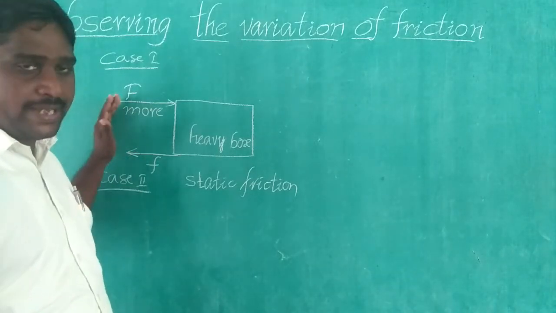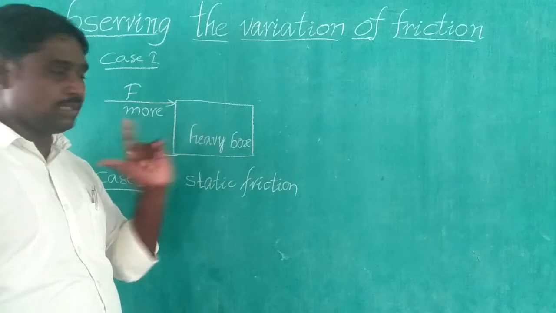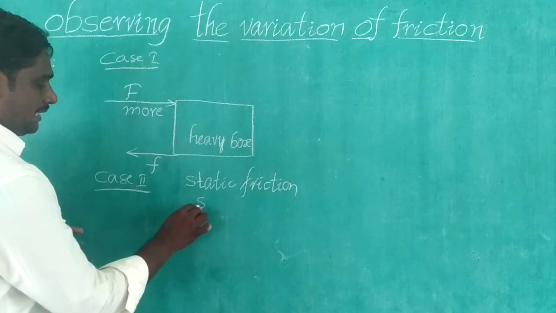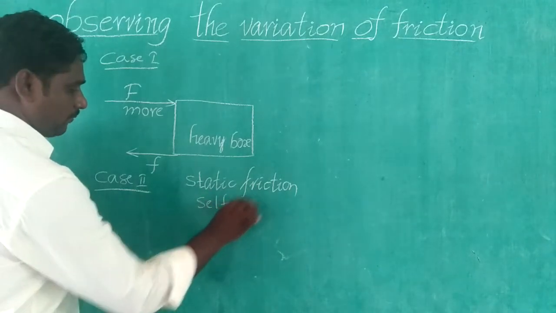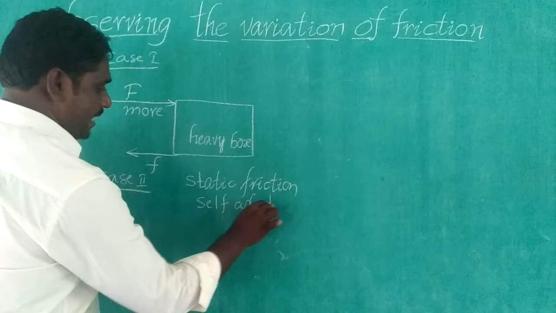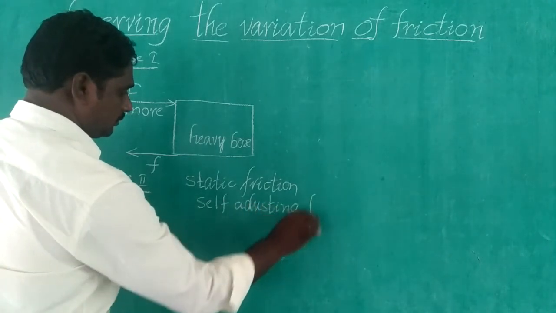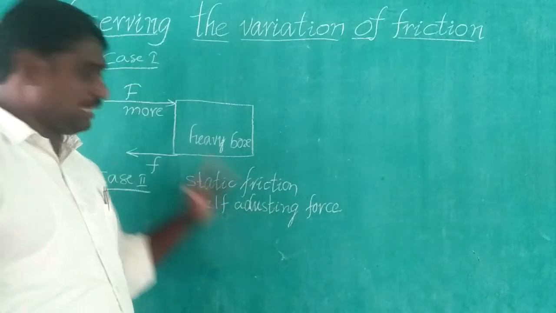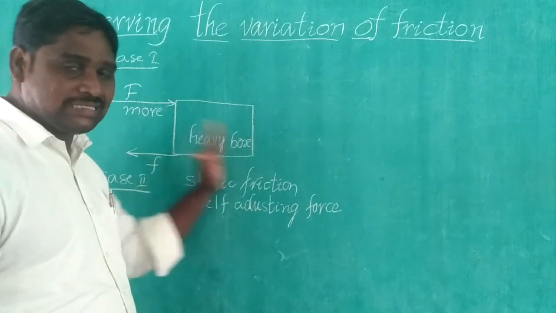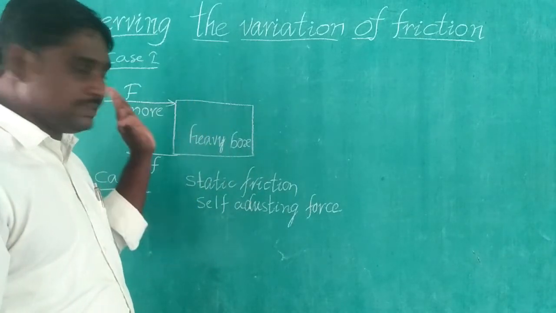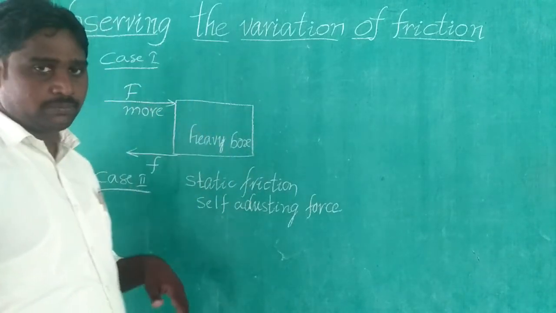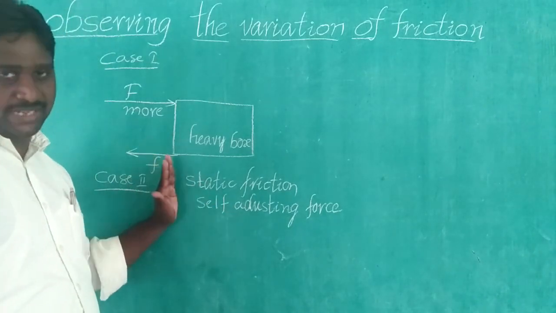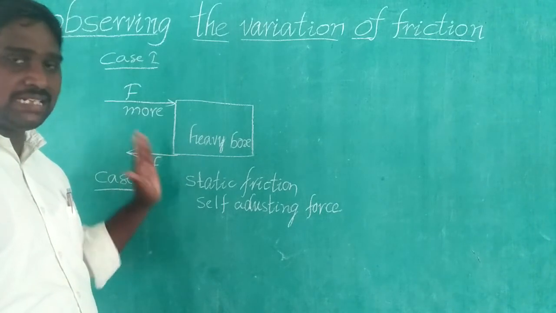Okay, when we apply a certain force on the heavy box, it does not move because of static friction. Static friction is a self-adjusting force. That's why the heavy box doesn't move when we apply a certain force on it. This self-adjusting force, static friction, has a limit.